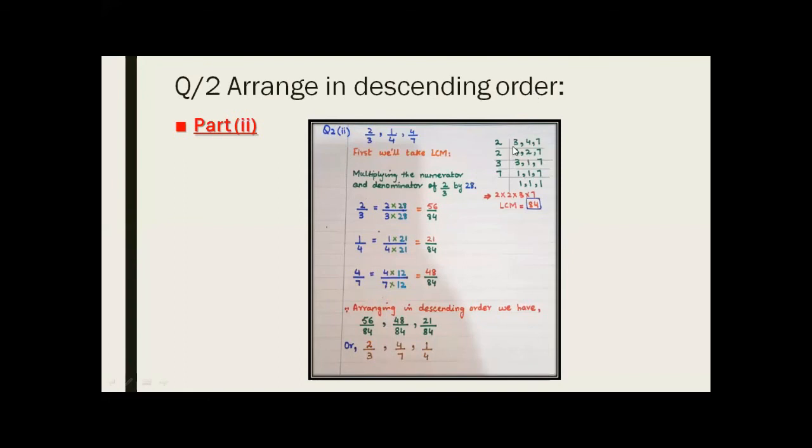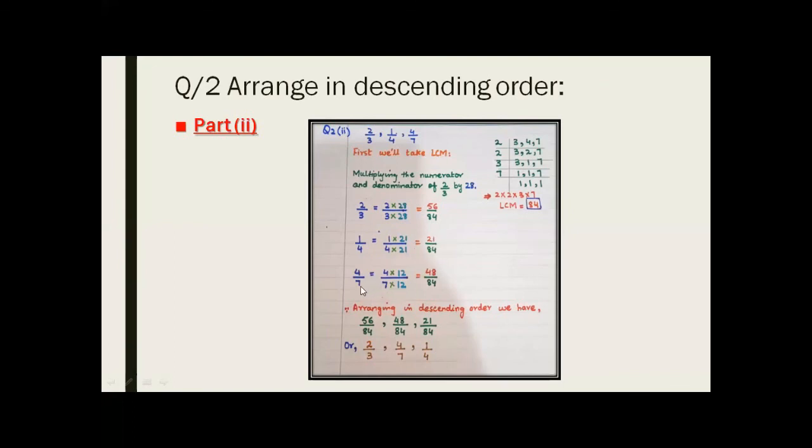So, the LCM of 3, 4 and 7 is 84. Multiply the numerator and denominator of 2 over 3 by 28. We will take the first fraction, that is 2 over 3. So the denominator is 3. We will multiply the denominator by 28. When we multiply 3 by 28, it will become 84. The next fraction is 1 over 4. 4 multiplied by 21 equals 84. Same as the numerator, 1 multiplied by 21 is equal to 21 over 84.